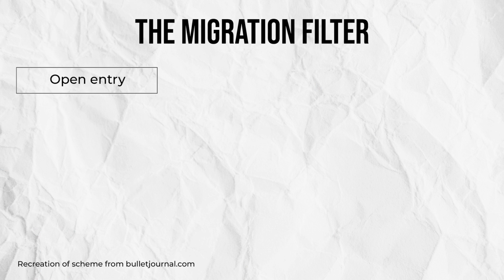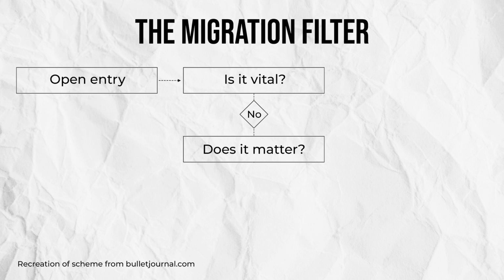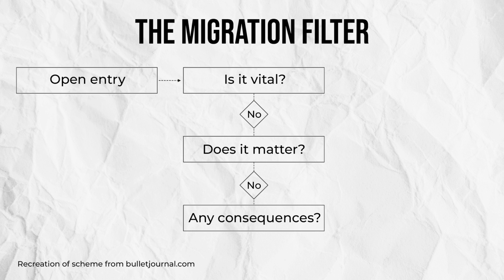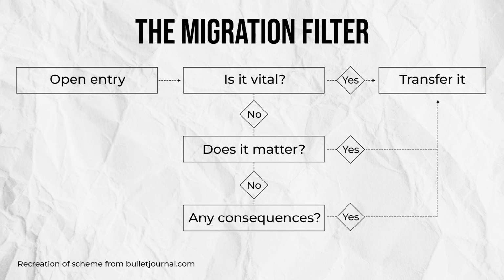As part of this reflective process, we can use what's called the migration filter, where it's effectively a series of questions we can ask ourselves to consider whether something is worthy of transfer. The 3 questions that the bullet journal method gives us are: is this vital? Does this matter? And are there any consequences for not keeping this entry? If the answer to any of those is yes, then we can keep it. It's going to get transferred. Or if the answer to all of those is no, then it's a distraction and we can scrap it.